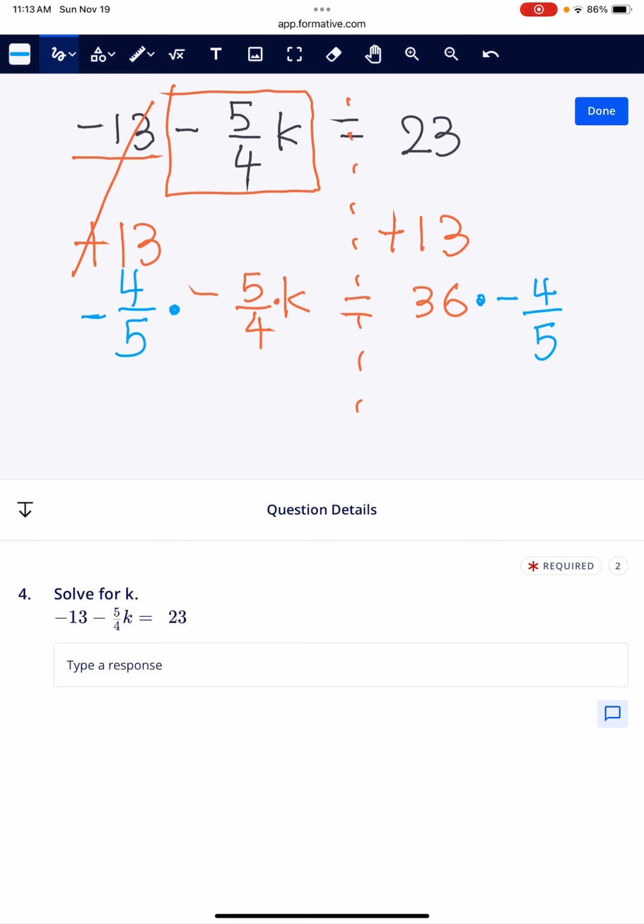Once you multiply a fraction by its reciprocal, it becomes 1. So 1 times k is just k. On the right side, 36 times negative 4 is negative 144. On the bottom, you still have 5. 36 is 36 over 1, so you can think 1 times 5 is 5, and 36 times 4 is 144.